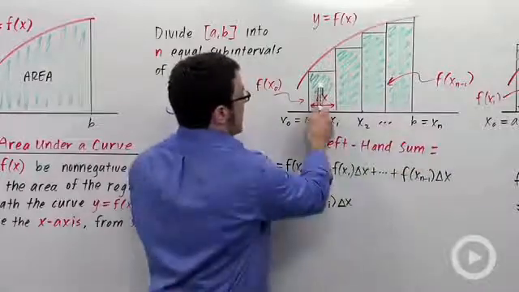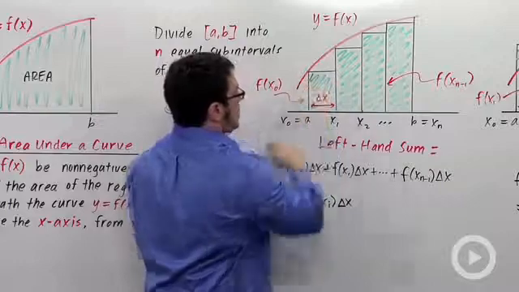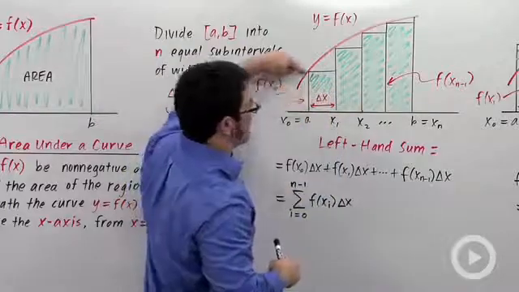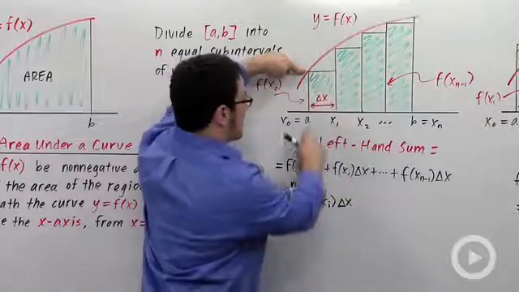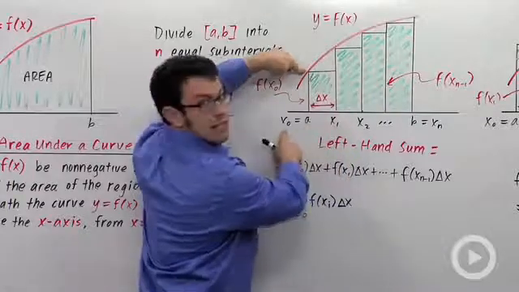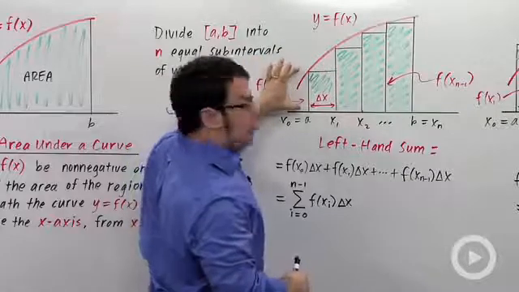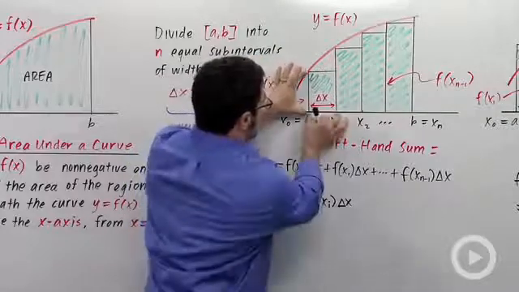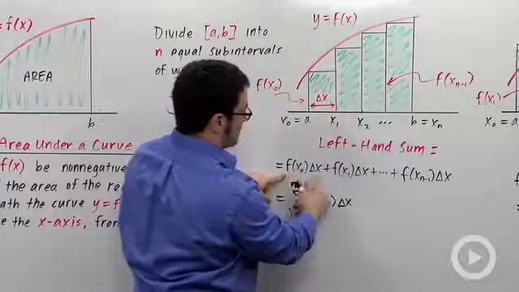So for my first rectangle, my area is going to be width times height. And the height is determined by where the rectangle touches my curve, y equals f of x. And it does so at the first point, at a, which I'm going to call x sub 0. So f of x sub 0 is this height. F of x sub 0 times delta x is the area of this rectangle. That's this term in my sum.